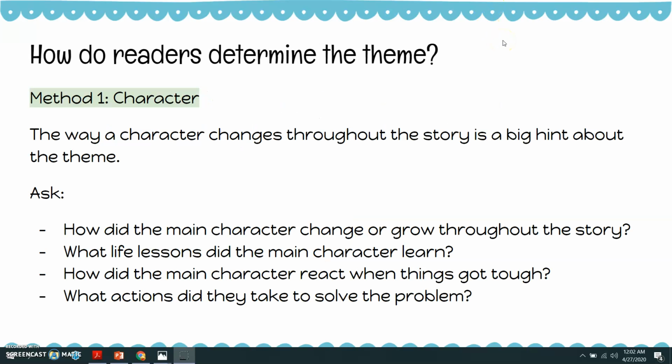How do we figure out the theme? Our first method is to look at the characters. See the way a character or characters change throughout the story. That gives us a big hint of the theme. A couple of questions you could ask yourself is, how did the main character change or grow throughout the story? What life lesson did the main character learn? How did the main character react when things got tough? What actions did they take to solve the problem?